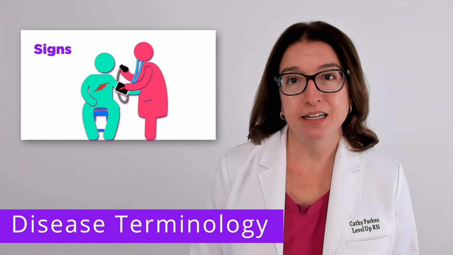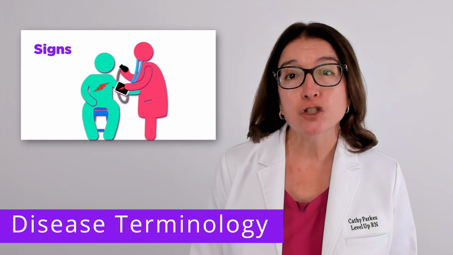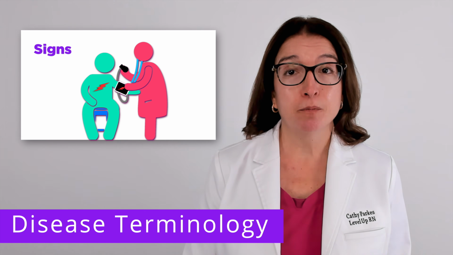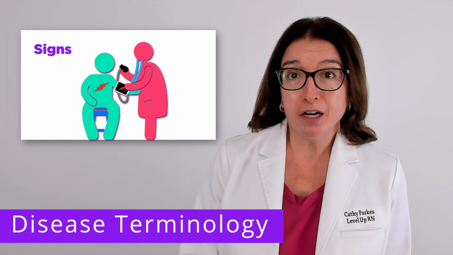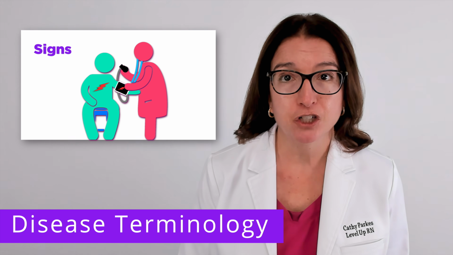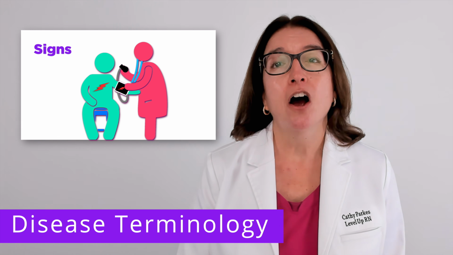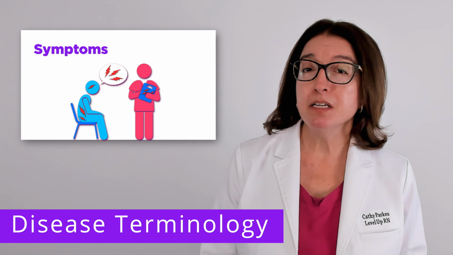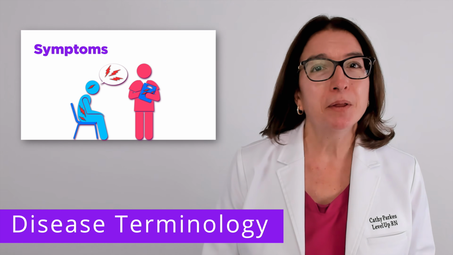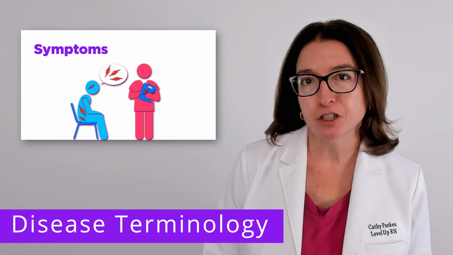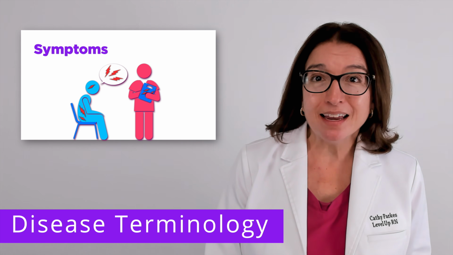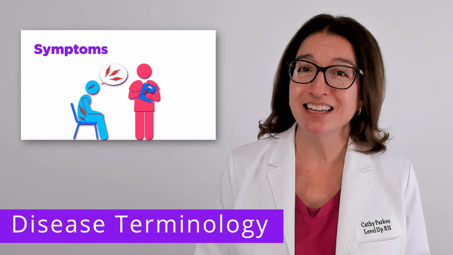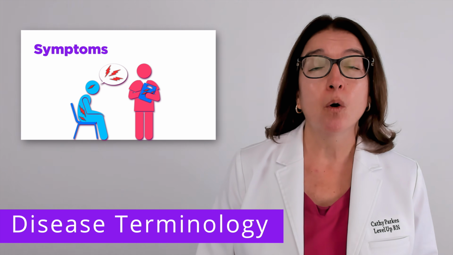Signs are objective findings that can be directly observed or measured by the clinician. So, for example, you can take a patient's temperature and determine that they have a fever, or you can take their blood pressure and determine that they have high blood pressure. So fever and high blood pressure are examples of signs. Symptoms, on the other hand, are subjective. So symptoms are felt or experienced by the patient, but they cannot be directly observed or measured. Some examples of symptoms include pain and nausea. You can't see pain or nausea, and you have to rely on the patient to tell you whether they are experiencing pain or having nausea.